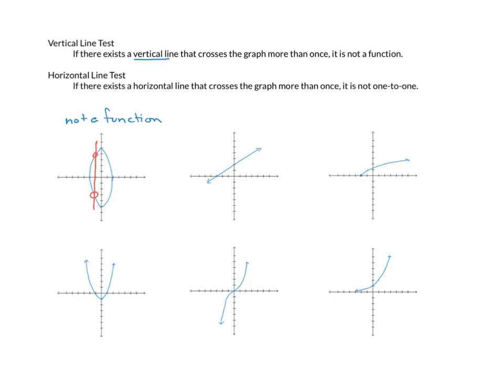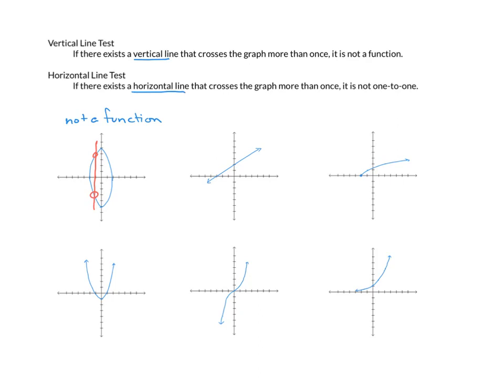And again, since it is not a function, it is not a one-to-one function either, so we do not have to worry about the second part of this. Now the second part of this, once we determine whether it is a function, is it a one-to-one function. And so we have the horizontal line test to help us out with that. The horizontal line test says that if there is a horizontal line that crosses the graph more than once, it is not one-to-one.